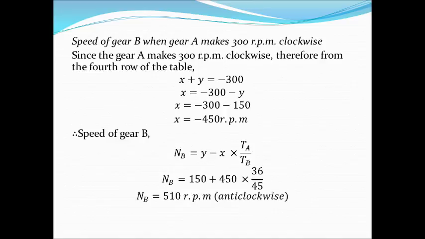The speed of gear B when A makes 300 revolutions per minute anti-clockwise. Since gear A makes 300 revolutions per minute, from the fourth row of the table, we know that x plus y is 300, so x will be 300 minus y, and x equals 300 minus 150, so x will give us 150 revolutions per minute. Now to find the speed of gear B, we use our formula, which is NB equals y minus x TA over TB. If you substitute the values, you find out that your NB is 510 revolutions per minute anti-clockwise.